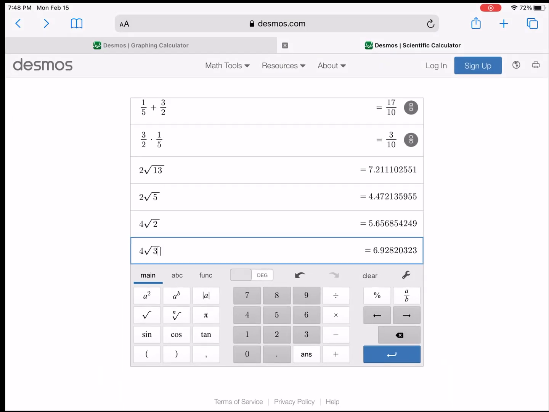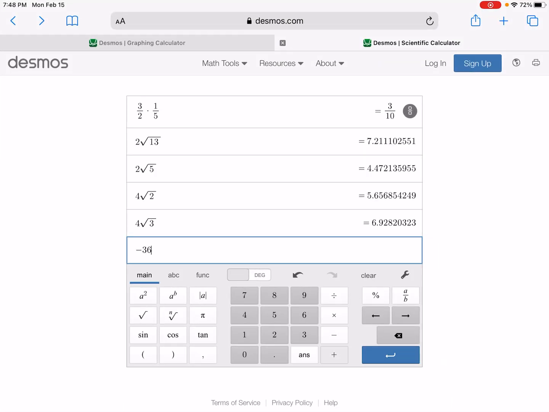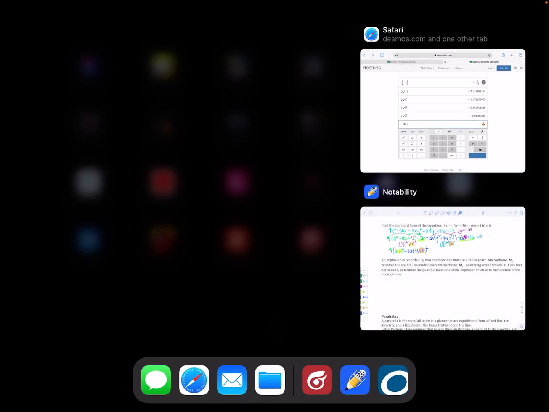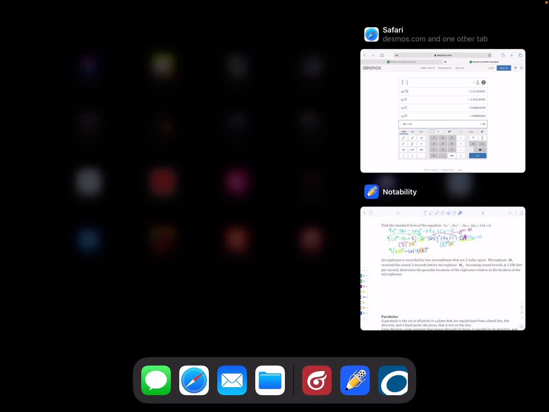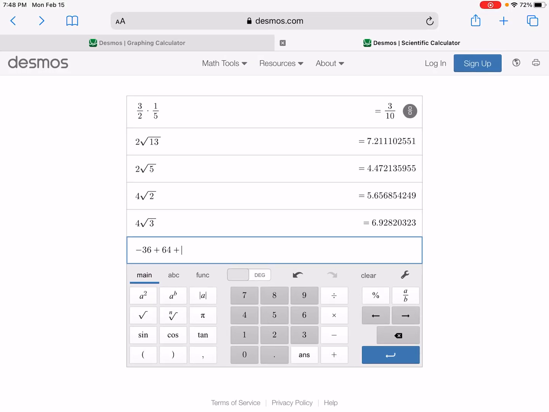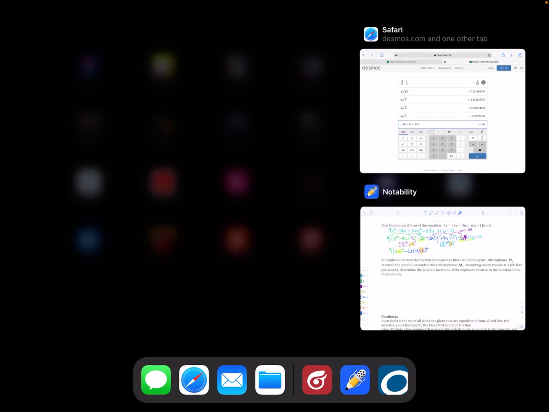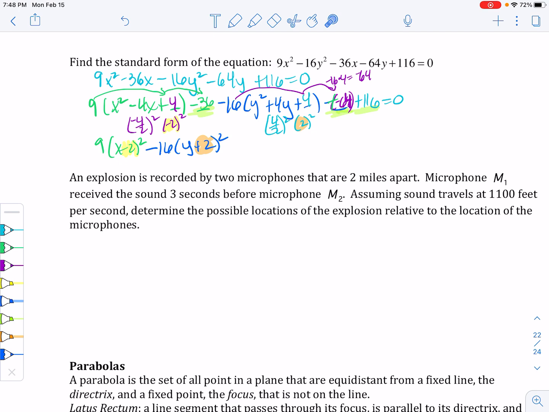So we do negative 36 plus 64 plus 116. Gives us 144. So this equals plus 144.